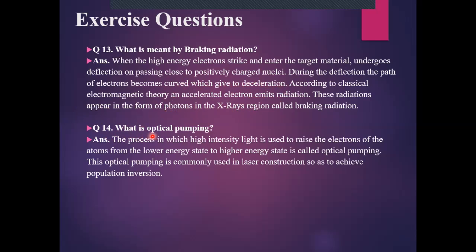The last question of this exercise is, what is optical pumping? Optical pumping is the process in which photons are used to excite electrons from a lower energy state to a higher energy state. The process in which high intensity light is used to raise the electrons of an atom from the lower energy state to the higher energy state is called optical pumping. In lasers, optical pumping is commonly used in construction so as to achieve population inversion.